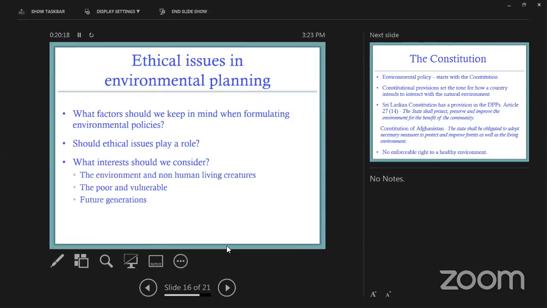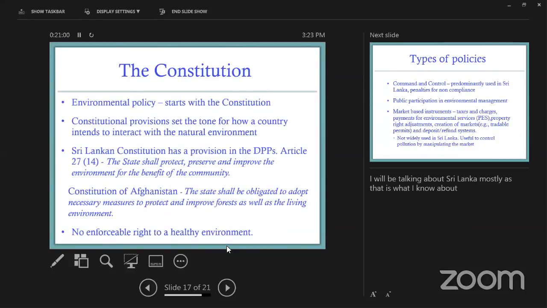And whose interest should we consider? Only the interests of development, or the interests of the natural environment, the interests of non-human living creatures, the interests of the poor and the vulnerable in our countries, the interests of future generations. So our planning and policy, I think, will be based on our ethical worldview of how we view the environment and our relationship with it, and how we decide we are going to live within this environment. So policy in a sense starts with one's constitution, because I mentioned the Ecuadorian constitution and the Bolivian law of Mother Earth.